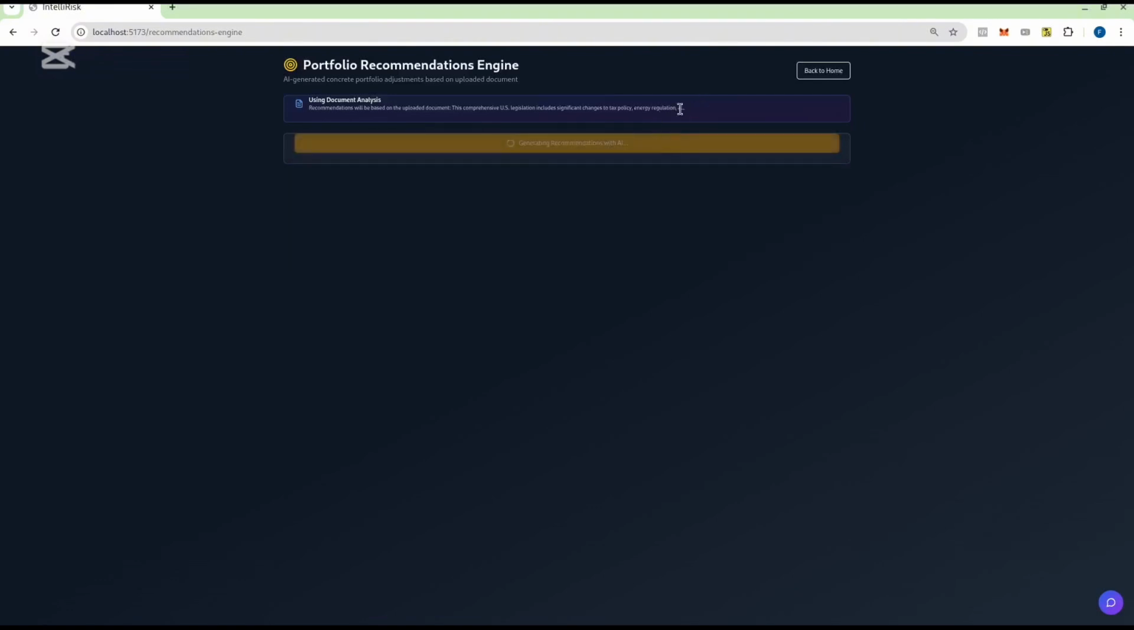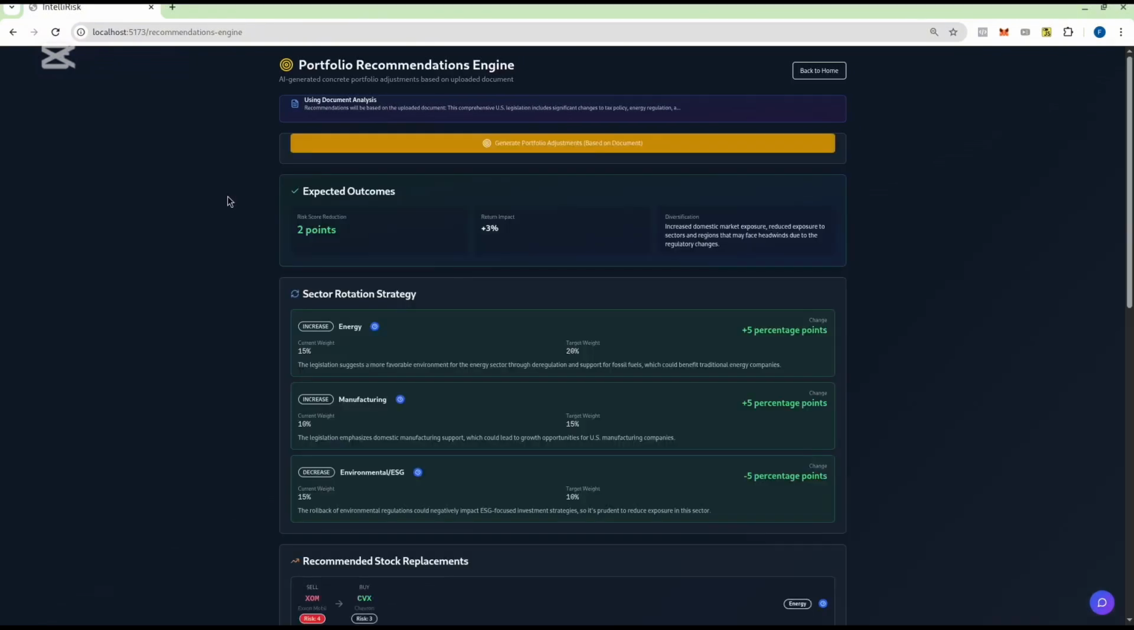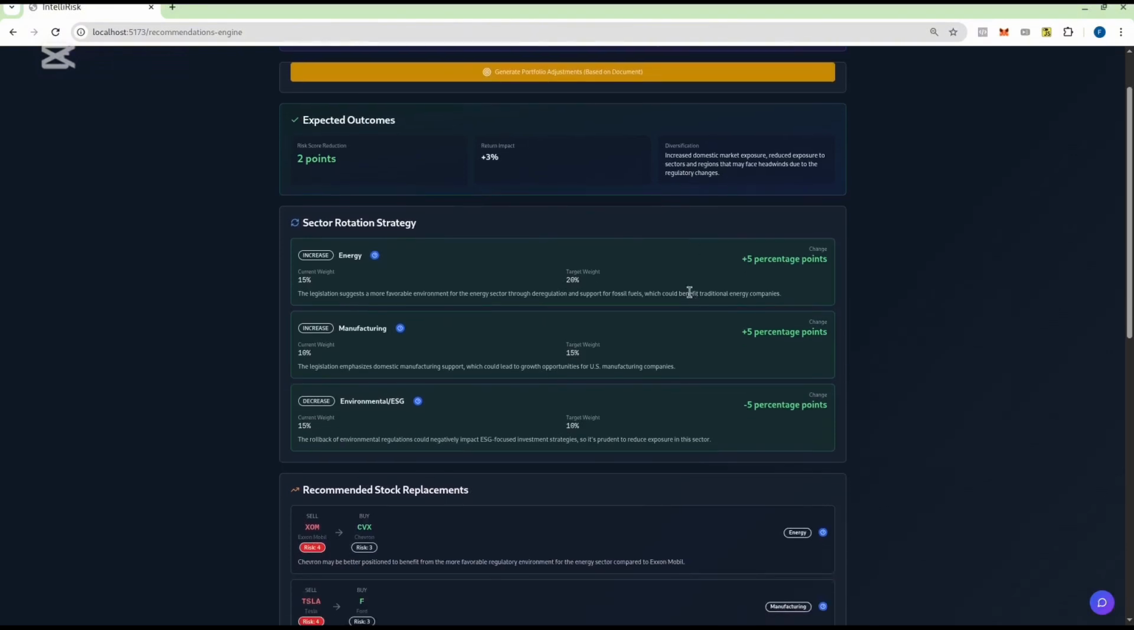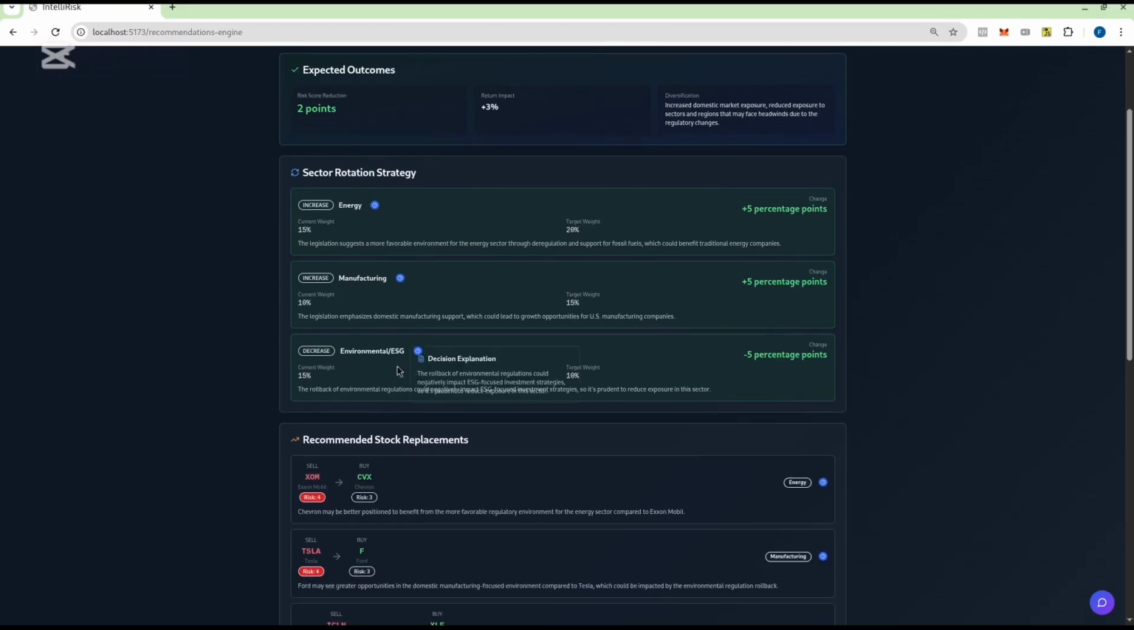The portfolio adjustment, as you can see here, is based on the US legislation act that we gave previously. So here we get general position recommendations that we should make to hedge our position. The goal in total, we should reduce our exposure by 2 basis points and get a 3% return on impact. It suggests that we increase our position in energy by 5 basis points, manufacturing as well, and environmental as well.